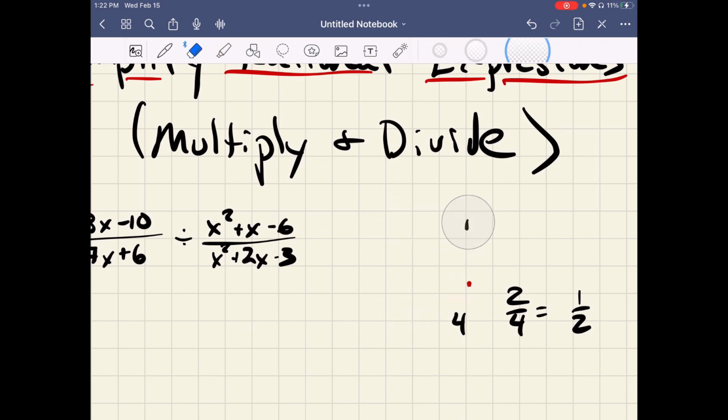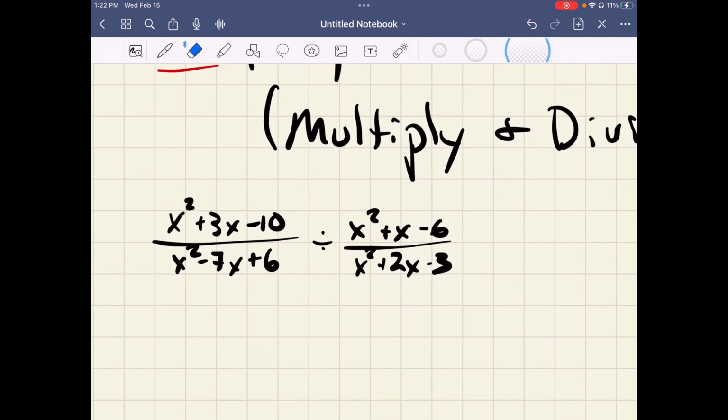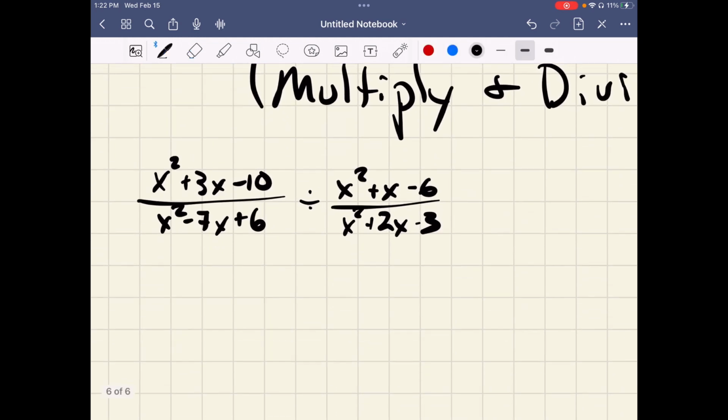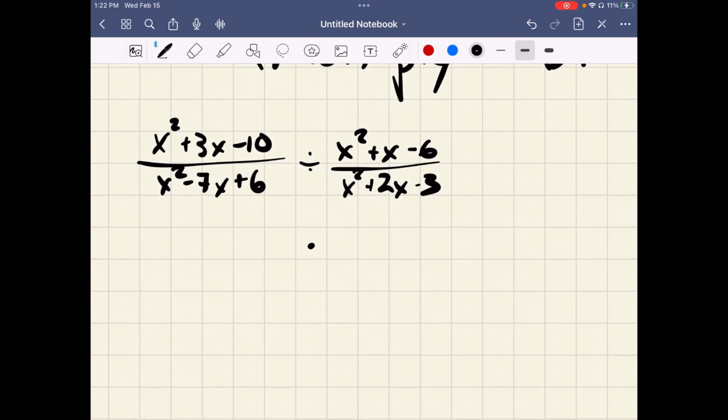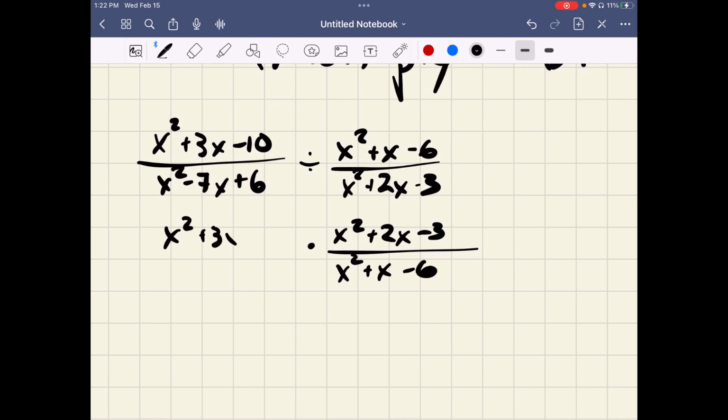Okay, so dividing by a fraction is the same thing as multiplying by the reciprocal, and now let's apply that to our rational expression here. So first thing I'm going to do is multiply by the reciprocal, which would be x squared plus 2x. I'm going to take the denominator, put it in the numerator, and the numerator, put it in the denominator. And then I'm going to leave the first term the same, x squared minus 7x plus 6.